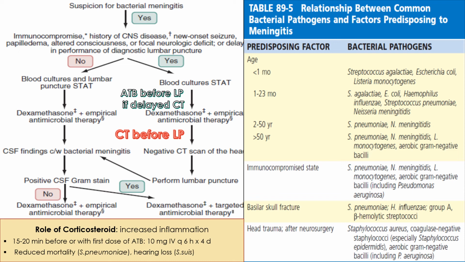We give this not more than 30 minutes before or with the first dose of antibiotics. The dose is 20 milligram intravenous every 6 hours for 4 days. It reduces mortality for the pathogen at 70%, and reduces hearing loss in Streptococcus. So if you see the morphology from CSF findings as gram-positive diplococci or gram-positive cocci in short chains, that may be Streptococcus, you should give dexamethasone with the first dose of antibiotics.